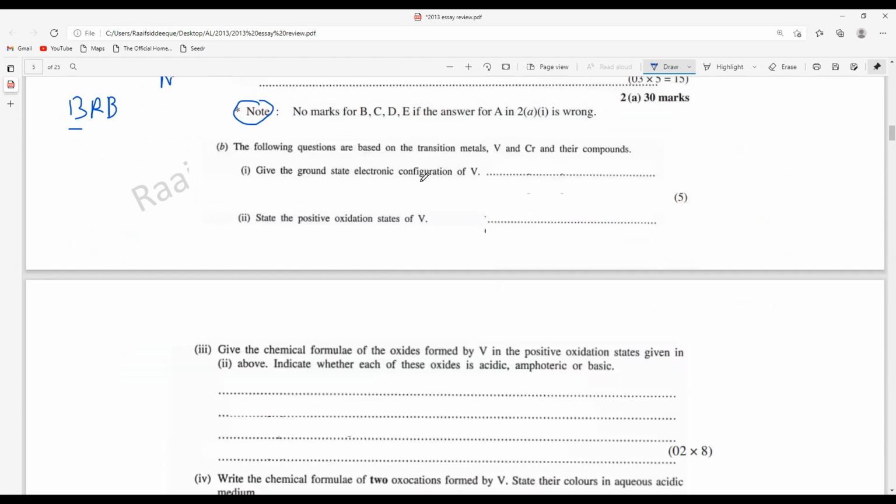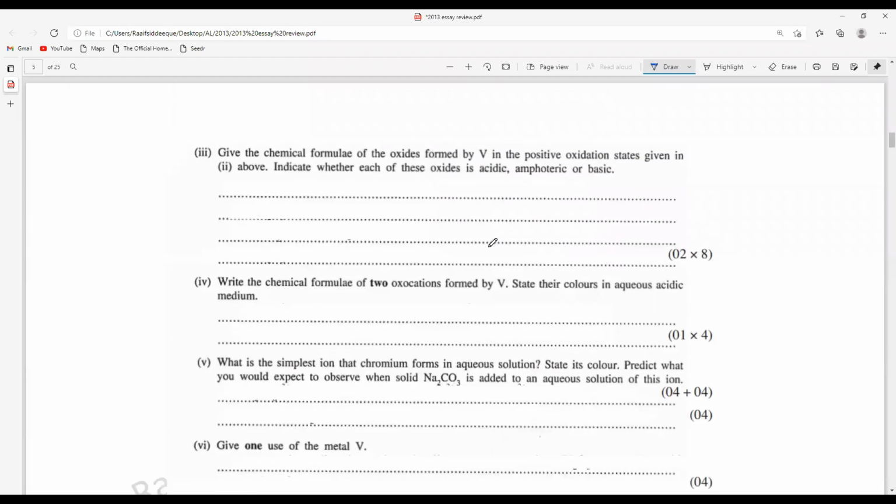Okay. So the following questions are based on the transition metals, vanadium and chromium and their compounds. So you can give the ground state electronic configuration. This is straightforward. And you know the positive oxidation states, +2, +3, +4, +5. So these are the common ones that we have already seen before. Chemical formula of the oxides formed by vanadium. So indicate their acidic, amphoteric, and basic nature.